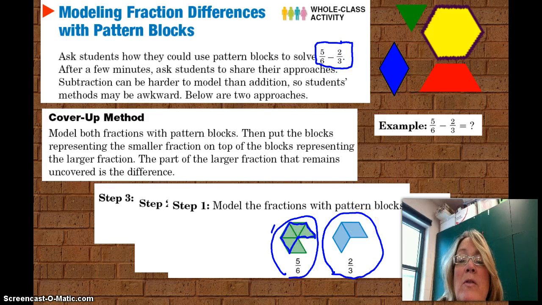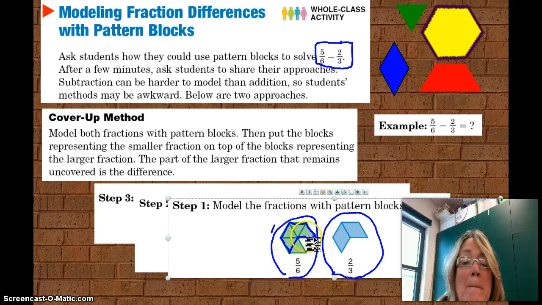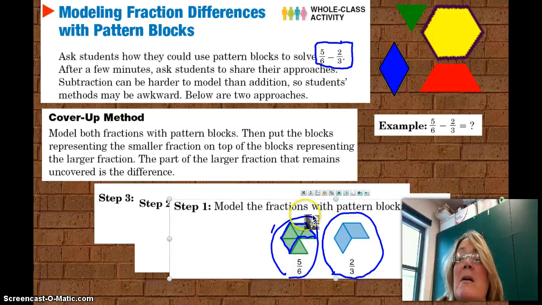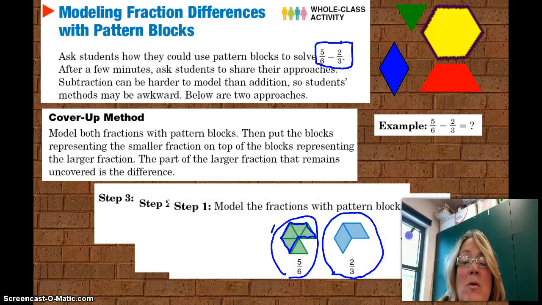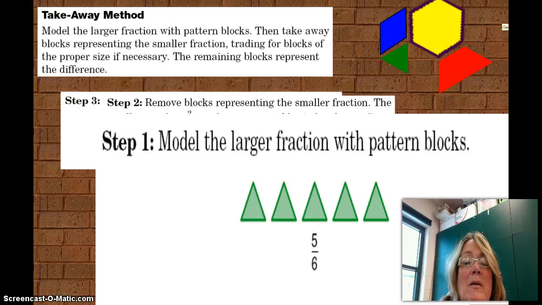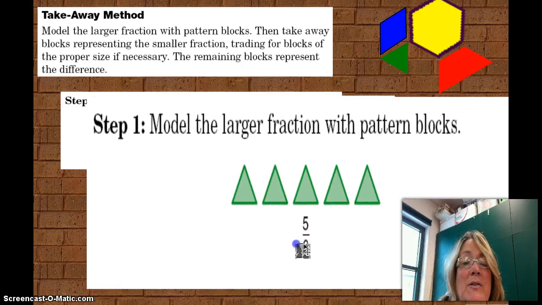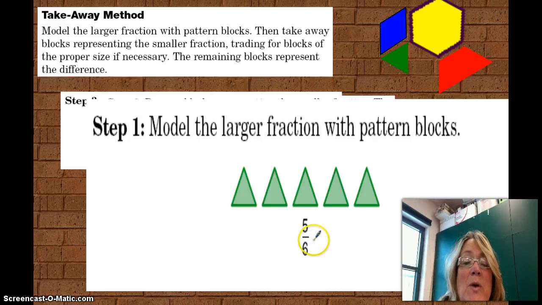If I were to move this over there, this shape would take up approximately all but 1/6 of what's left. So that is going to equal 1/6 if I have 5/6 minus 2/3. Again, 5/6, we know that the sixth is represented by the triangles because there were 6 in order to use that. The remaining blocks would represent the difference.